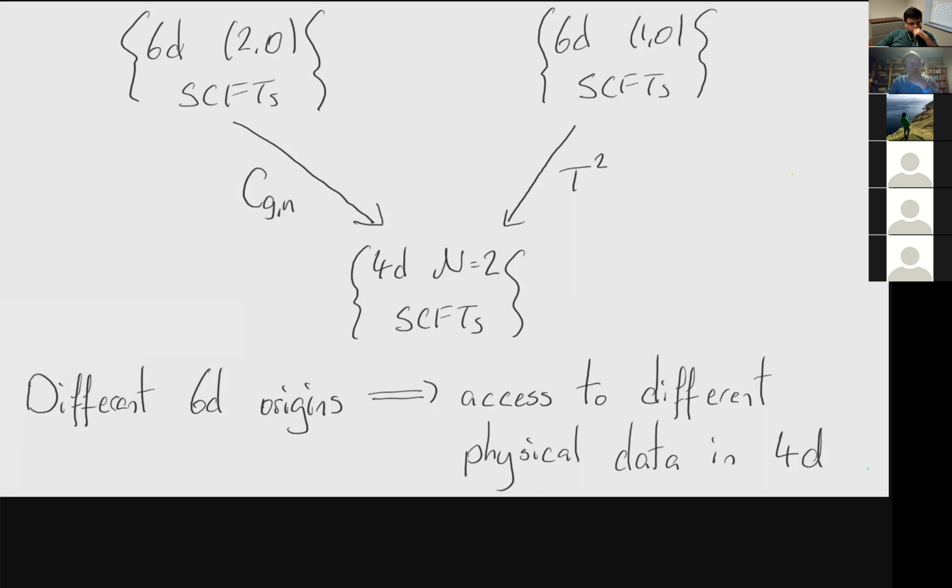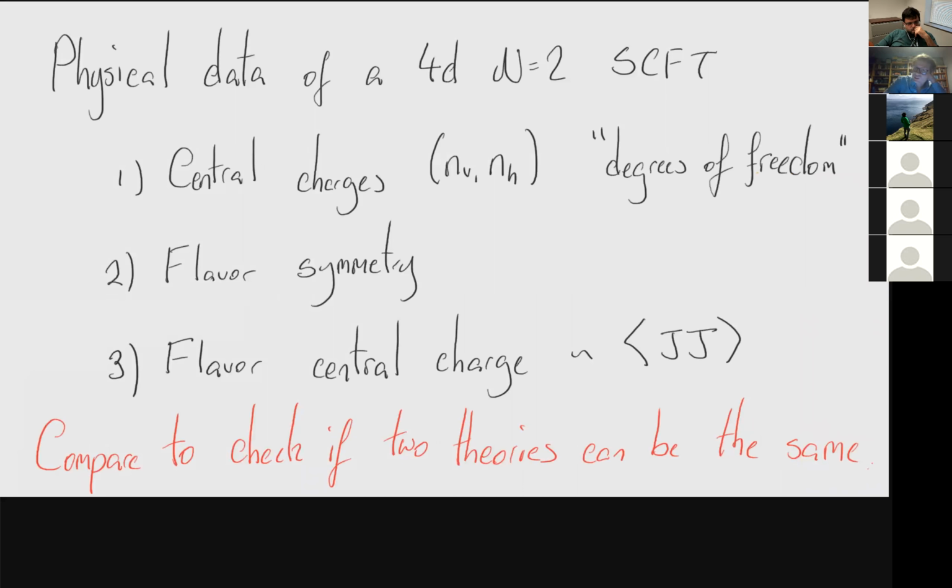Okay, so what might you be interested in accessing? So the physical data of a 4D N=2 SCFT, well, they have various pieces of data, and here are 3. So they have some central charges. So the central charges are essentially a measure of the degrees of freedom of the theory. So if the theory was a weakly coupled theory, then these quantities NV and NH are simply the number of vector and hypermultiplets in the theory. And now you understand why I say it's like counting the degrees of freedom. However, even in a strongly coupled theory, these are quantities which exist and can be computed.